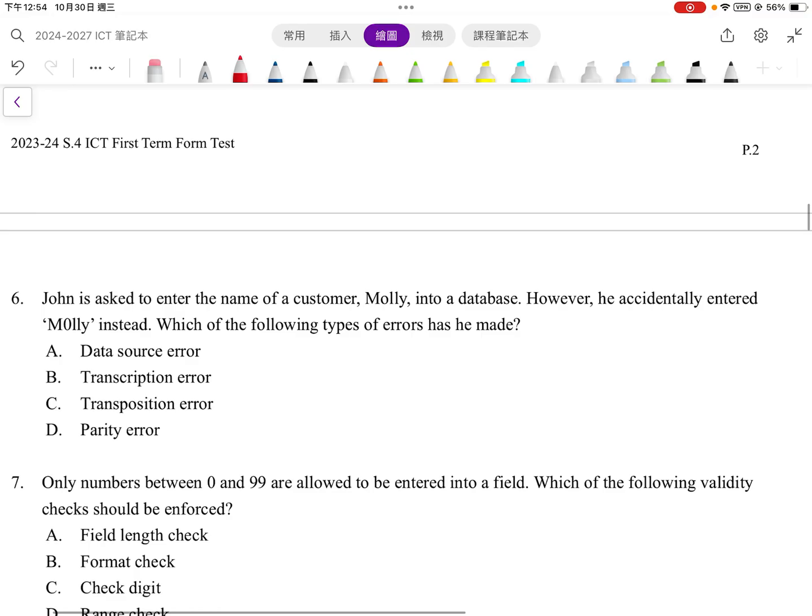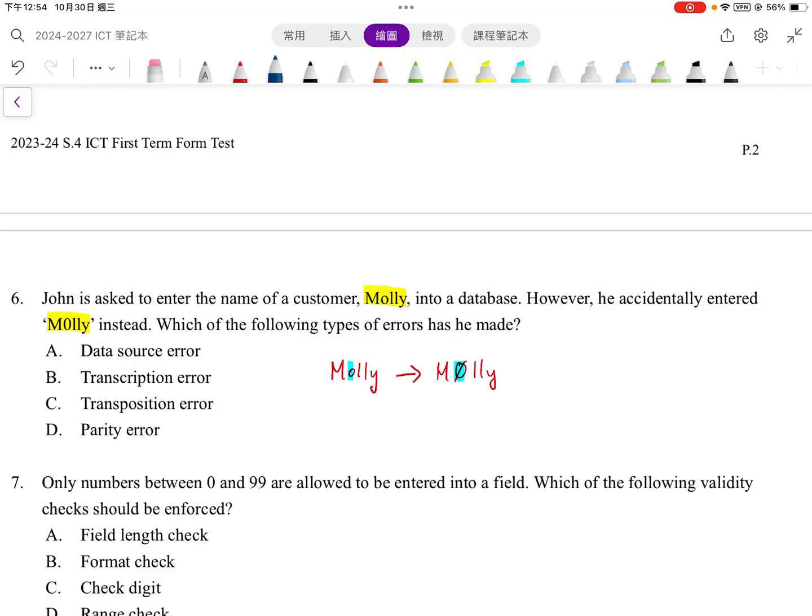So question 6, John is asked to enter the name of a customer, Molly, into a database. However, he accidentally entered M0LLY instead of Molly. Which of the following types of errors has he made? So first of all, you need to recognize the difference between these two wordings. Molly, M-O-L-L-Y, becomes M-0-L-L-Y. Very obviously, the O and the 0 look very similar, but the user input is wrong.